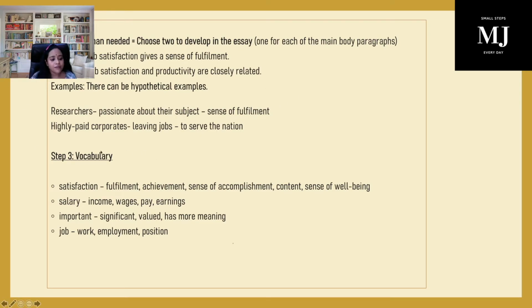Then, after that, when I'm sure about all my points and I have taken my main points, thought about my supporting ideas, and also I'm ready with my examples, my step 3 will be to keep in mind high range vocabulary. Now, guys, look at this. Satisfaction can be fulfillment. I can write it as achievement, sense of accomplishment, contentment, content, sense of well being. Salary can be written as income, wages, pay, earnings. Important can be crucial, has more meaning, valued, significant. Job, it can be work, employment, position, right?